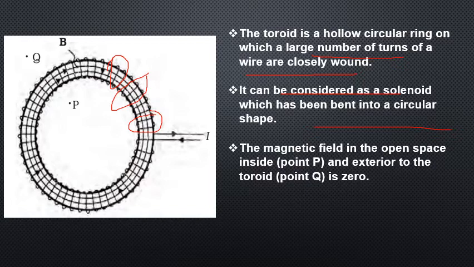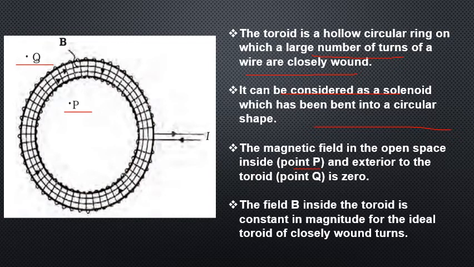The first one is the field at point P, which is situated inside the toroid, in the inner open space of the toroid. Then there is the field at point Q, which is situated in the outer open space, the space outside the toroid. And then there is the third region, which is the region inside the toroid, as I am showing here. The region which is inside the toroid there.